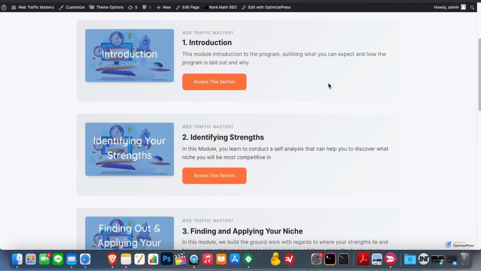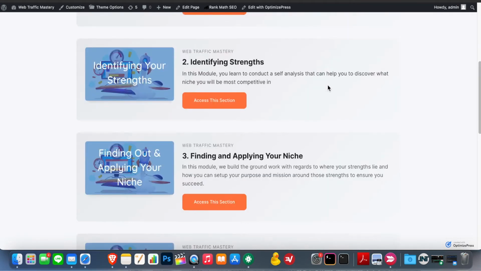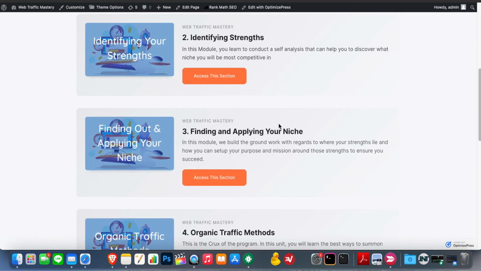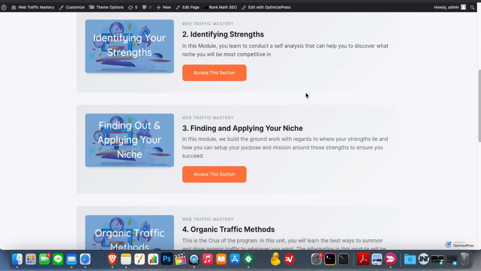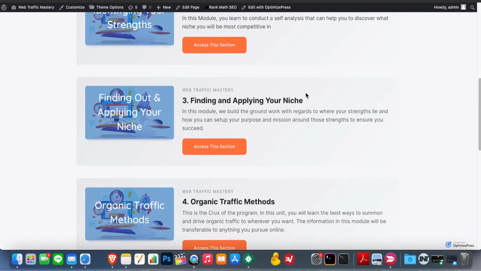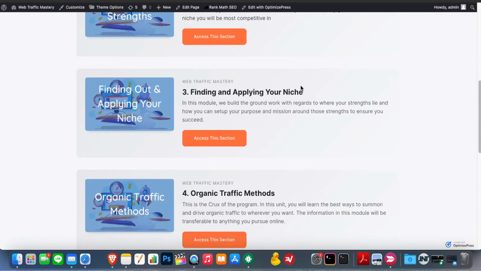After the introduction, we've got identifying your strengths. Identifying your strengths makes you competitive in the market that you end up going after. You take your strengths and apply them to what niches currently exist and what corner of the market you're going to get involved in. A lot of people worry that there won't be enough traffic or audience within specific niches, so understanding that and answering any of those worries is also in these two modules.